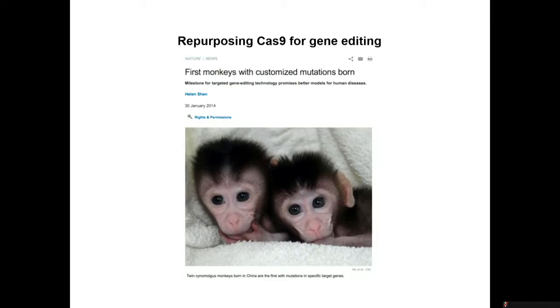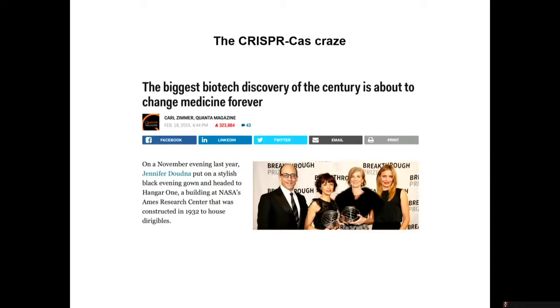Okay, so everybody lost their mind because Cas9 can be repurposed for so many different applications. This is one of my favorites that happened right around the time I was working on the structure of the enzyme. And these are two monkeys that were born with customized mutations from Cas9. And this is my favorite example because the monkeys are pretty cute. Okay, and so then we had people like Carl Zimmer starting to say things like, this is the biggest biotech discovery of the century, and it's going to change medicine forever. And so then you get to meet Cameron Diaz and things like that. So I talk about this now in my lecture class, and people actually don't know who Cameron Diaz is. And I'm not that old, so.